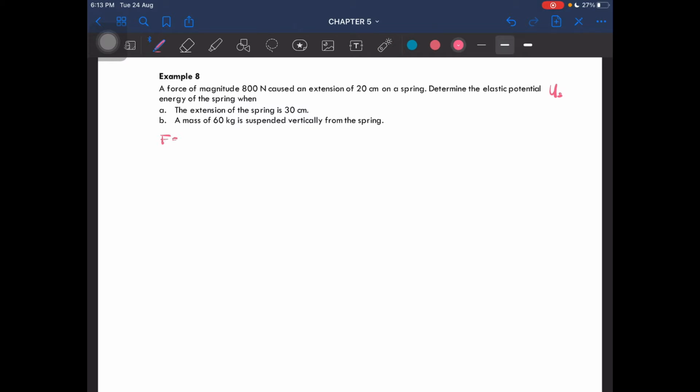Okay, so we have force 800 Newton as well as the extension 0.2 meter. Now we have to find the elastic potential energy. So the first question A, we have Hooke's law, F is equal to Kx. So from here, we have to find the spring constant first. So F over X. Because the formula for elastic potential energy is equal to half Kx square.